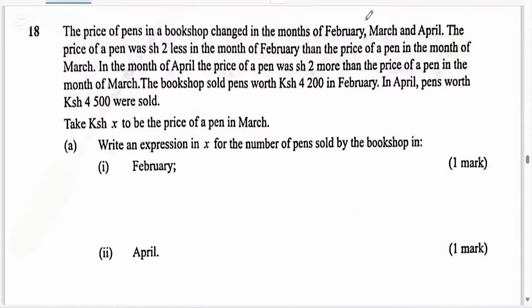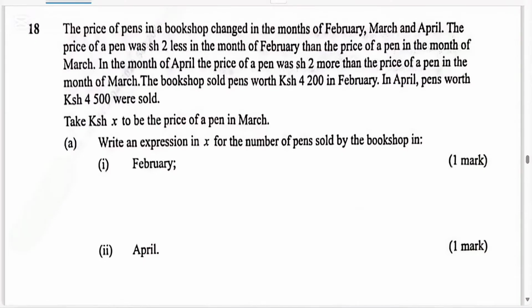Usijibu, haya maswali ni rahisi sana. So tutafanya nini? Mwanzo highlight zile important notes, which is important words ni hizi hapa. 2 shillings less in the month of February. Okay? Na also in the month of April waliuza 2 shillings more. So hizi ni very important details.